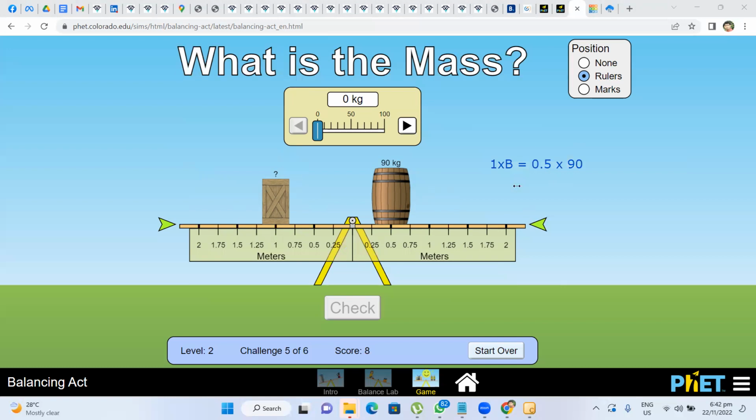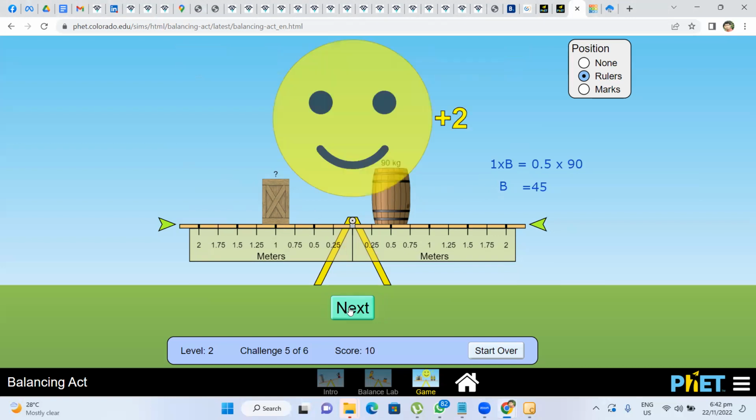What is the value? Half of 90, 45. Then the other side you can see it's 1b. 1b means b. B equals 45. So what we need is that: 45. Okay, that is how you find the answer. You can move to 45. Okay, check. You'll get marks.